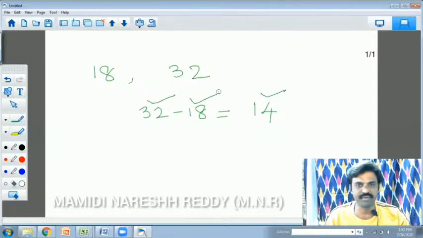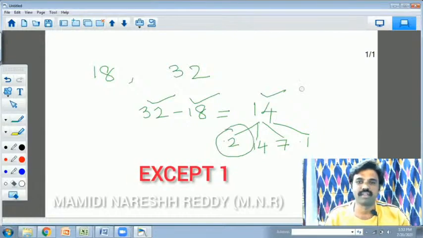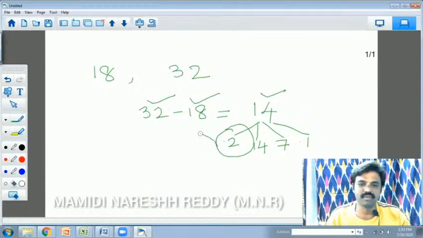In this case, we take the factors of 14, just factorize it. And what do you get? 2 and 7, and one more factor 14, and one more factor 1. These are the factors of 14. In this, we need to take the least factor of 14 that is a common factor, and that is to be considered as the GCD of 32 comma 18. It's simple.